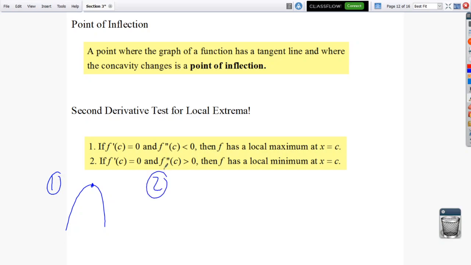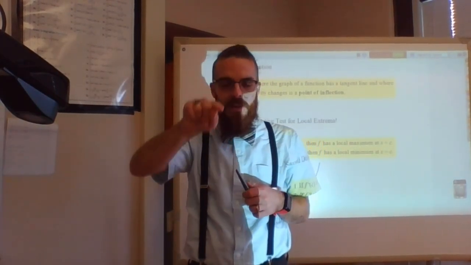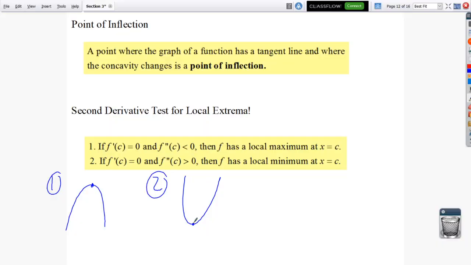And number 2, if I have f prime is equal to 0, again, that's my critical point. If f double prime is greater than 0, that means f double prime is positive, and I have concave up, and I can see that minimum. Again, anytime I took a test where I had to do the second derivative test, you would see me going like this in the air, or like this in the air, and I'm sure I looked like an idiot, but hey, at least I was able to figure it out, right?